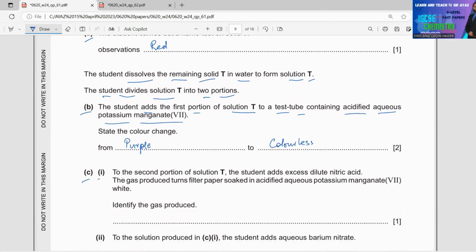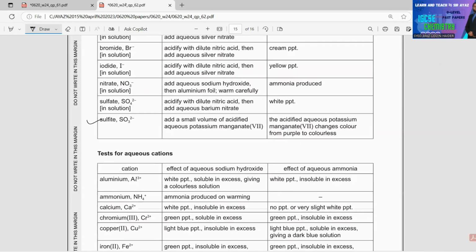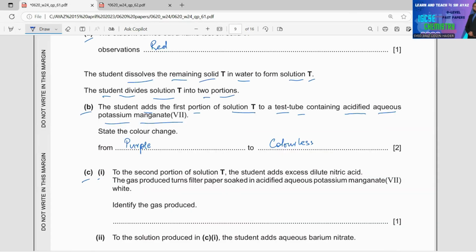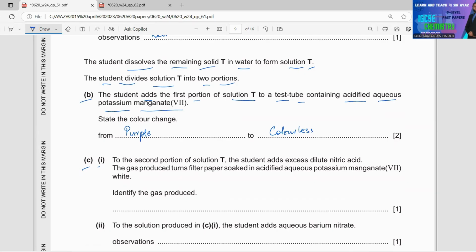C1. To the second portion of solution T, the student adds excess dilute nitric acid. The gas produced turns filter paper soaked in acidified aqueous potassium manganate(VII) white. Identify the gas produced. So it is a test for the gas produced here. So the test for the gases. It must be sulfur dioxide gas. It turns acidified aqueous potassium manganate(VII) from purple to colorless. So the gas produced must be sulfur dioxide. So I will write sulfur dioxide.